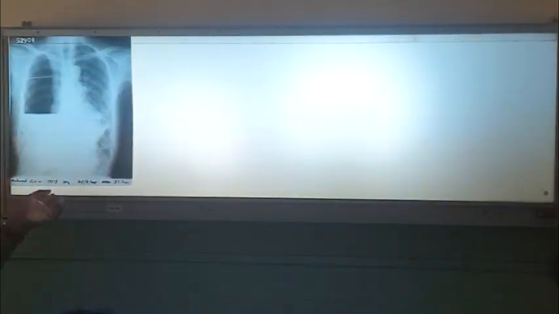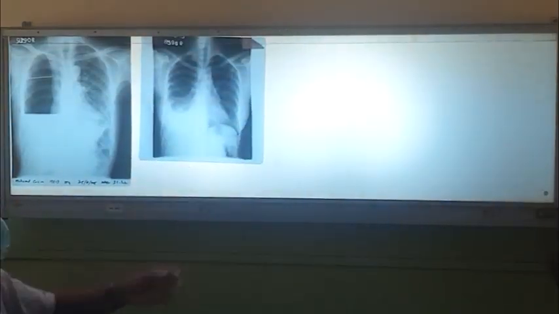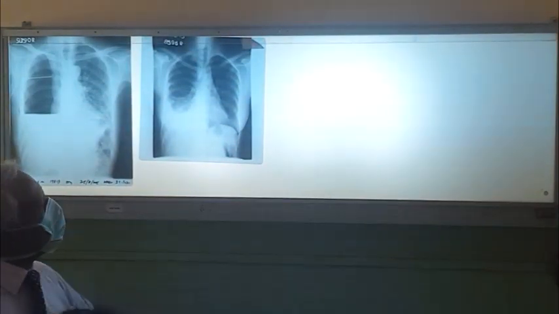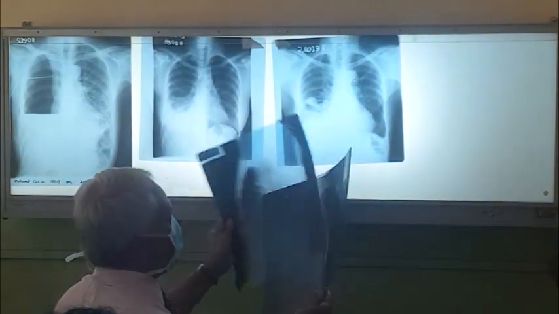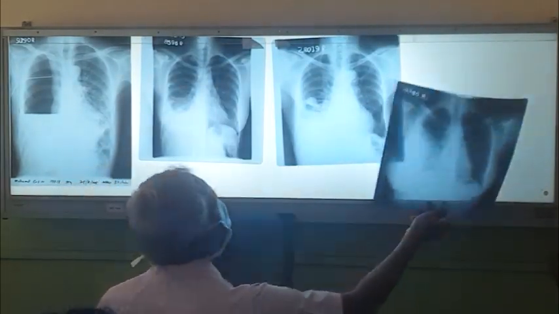These are some pleural effusions, but not typical pleural effusions. You have enough typical pleural effusions in the ward, right? All these patients have pleural effusion, right?